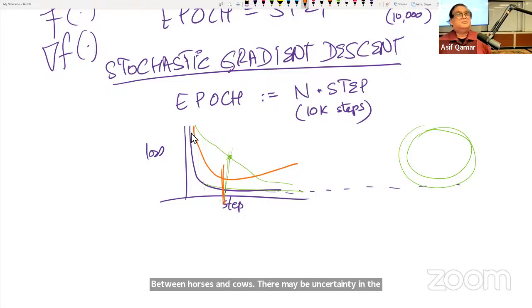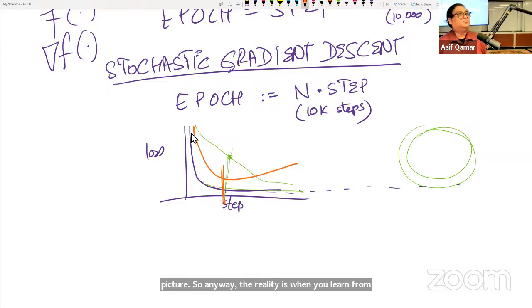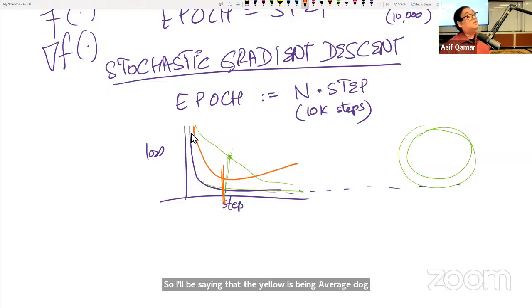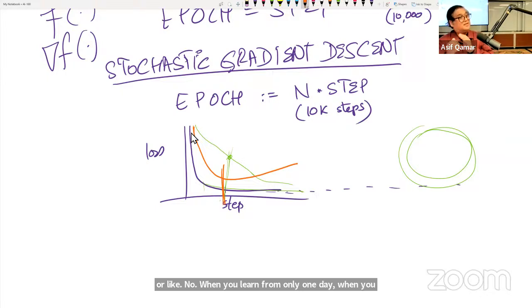So anyway, the reality is that when you learn from a data point, you do not acknowledge the fact that the data point itself has built-in errors. This is especially true with numbers. So are we saying that the error is being averaged out? No. When you learn from only one data point, what happens is it is pushing the information of that point. Like, let's say that the temperature really was 100 degrees.